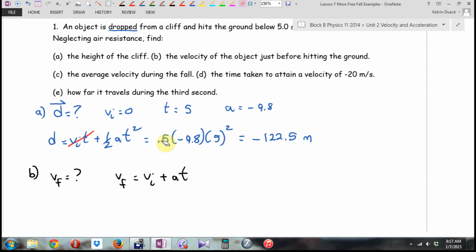Oh, and then if you want to find Vf, assuming you're starting from rest, if you want to figure out how fast your rock hit the ground, what's the acceleration?